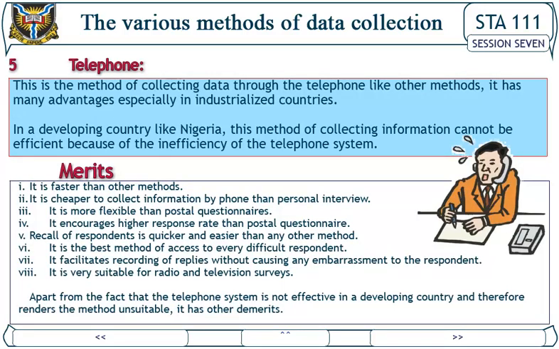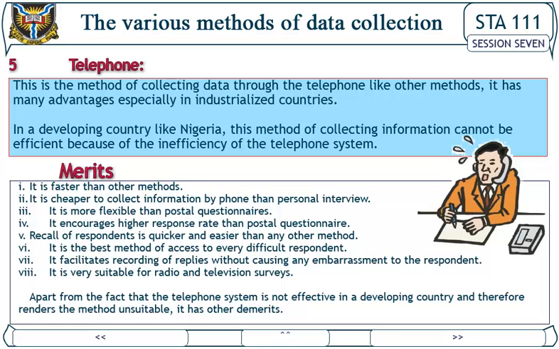5. Telephone. This is the method of collecting data through the telephone. Like other methods, it has many advantages, especially in industrialized countries. In a developing country like Nigeria, this method of collecting information cannot be efficient because of the inefficiency of the telephone system.